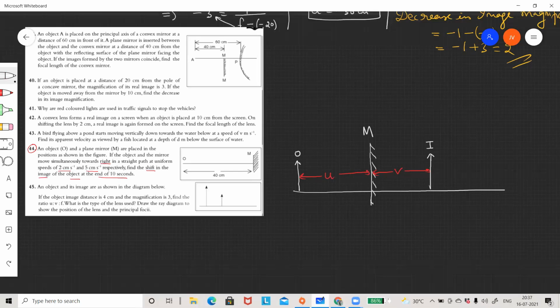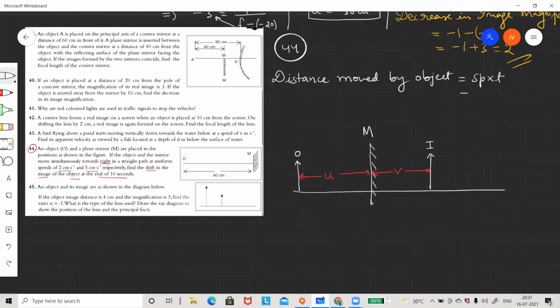second for 10 seconds. Okay, so distance moved by object is speed into time, no? So speed into time, speed is 2 centimeter per second, time is 10 seconds. So distance moved by object is 20 centimeter.